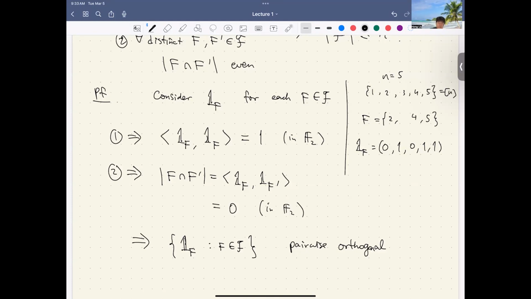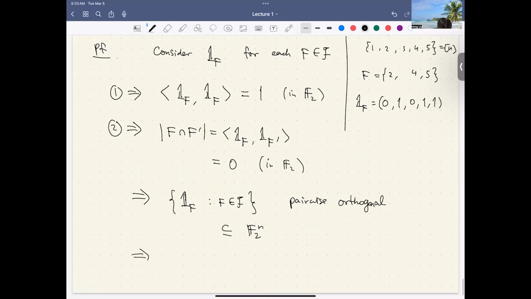Pairwise orthogonal. You take the same thing, it's 1. Take different things, their inner product is 0. Pairwise orthogonal. What does that mean? All these vectors live in a subset of F2 to the n, the vector space of binary strings of length n. So if they're pairwise orthogonal, the number of such sets is at most the dimension of the vector space F2 to the n. And the dimension of F2 to the n is n.